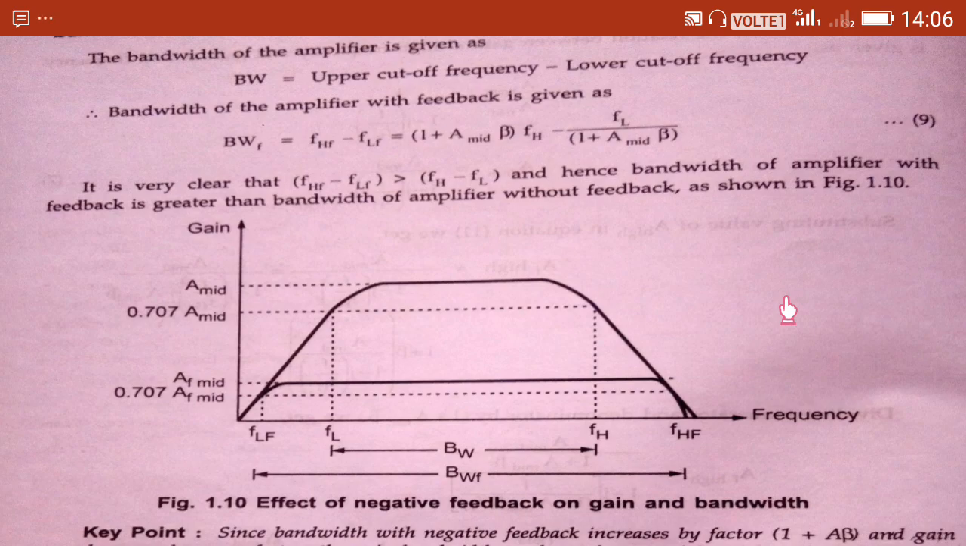So please do it once and practice it also, because it is a very important derivation and also usually comes in the examination.